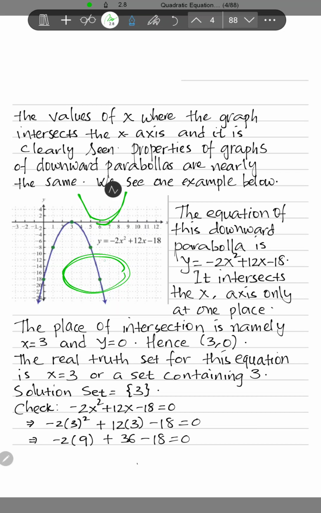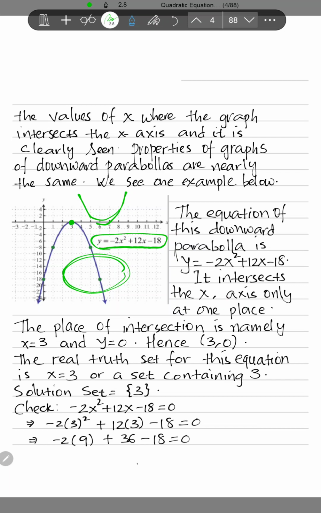This parabola, which is a downward one up here, is y equals minus 2x squared plus 12x minus 18. It is a downward parabola touching the x-axis at exactly one point. It means that the solution set of this parabola is just one number. It will have only one real solution. This is what I write down here.